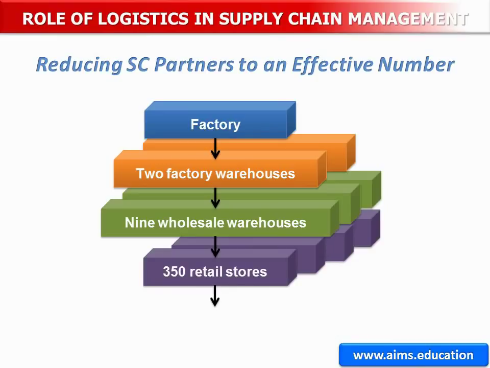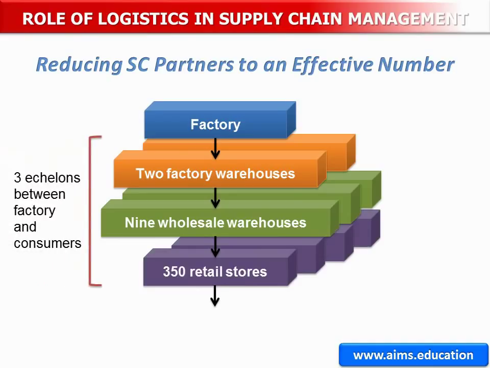The more partners there are in the chain, the more difficult and expensive the chain is to manage. Handoffs among partners cost money and eat up time. Having many partners means carrying more inventory. Reducing the number of partners can reduce operating costs, cycle time, and inventory holding costs.